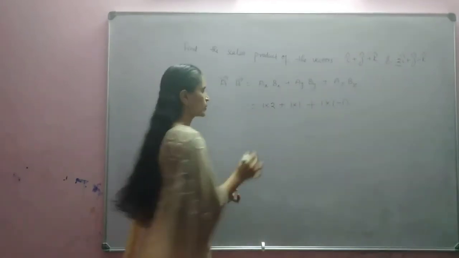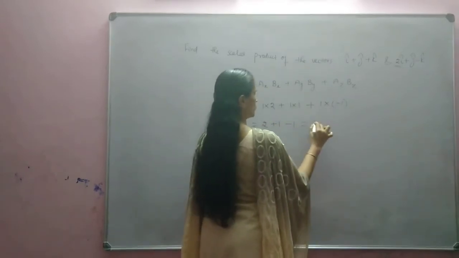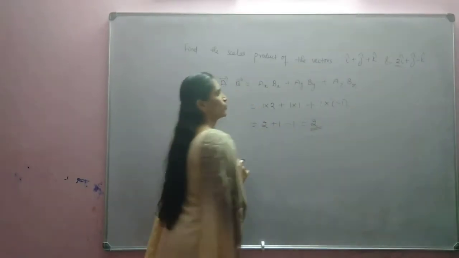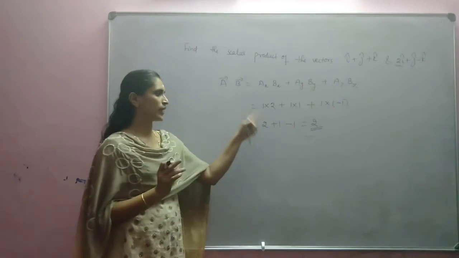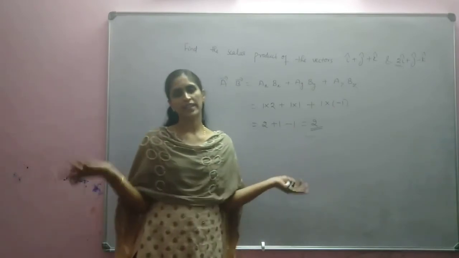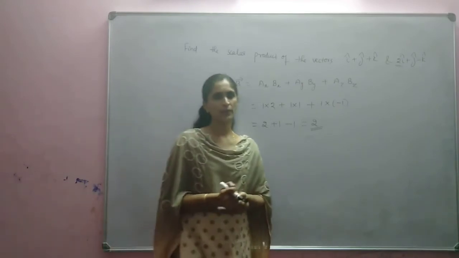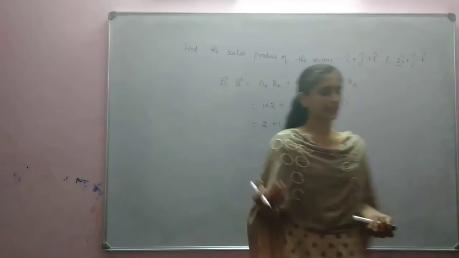So what will you get? 2 plus 1 minus 1, so you will get 2. You can see that it is only a numerical value, with no direction at all, no i, j, k components. So we can say that it is a scalar. Is it clear? Now we can discuss the next problem.